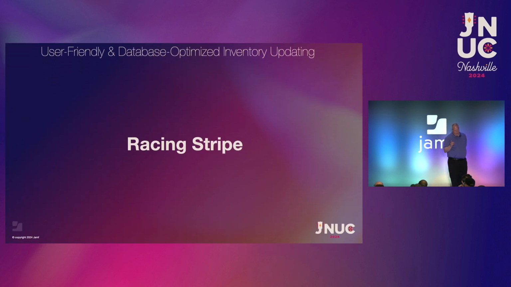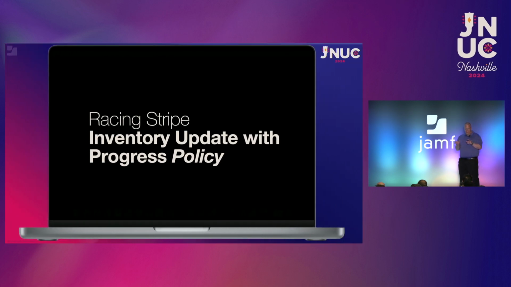Let's now discuss a racing stripe, which you may wish to implement for many of your other Jamf Pro policies. We have, and it works quite well. For this racing stripe, we'll leverage a dedicated inventory update with progress policy, which will provide our users detailed feedback at the conclusion of many of our other policies. Let's take a look.